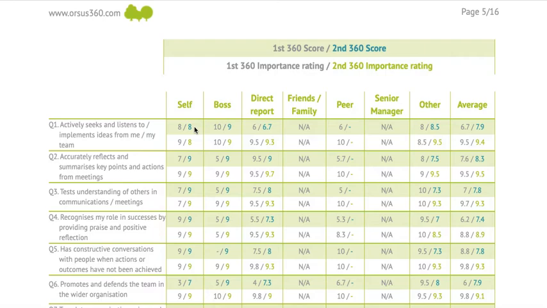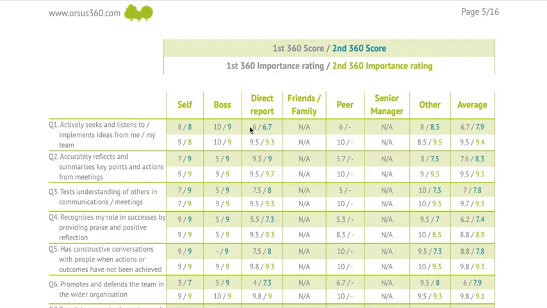And the first thing really is actively seeks and listens to or implements ideas from me and my team. This person and their boss believe that that is a very important behaviour. They believe that they are performing it well, but actually the direct reports also believe it's important but aren't being listened to in the way that this person believes that they are doing. And so we might want to explore that a little to understand why.